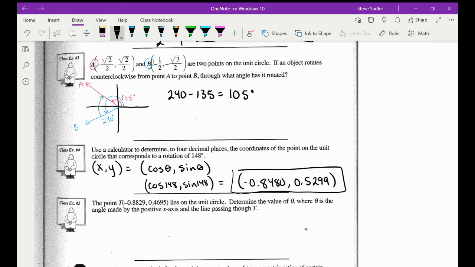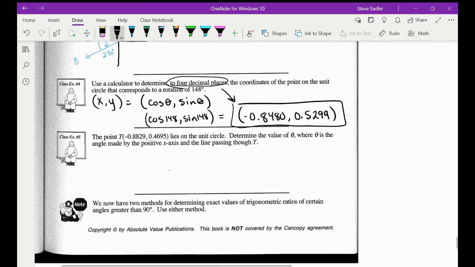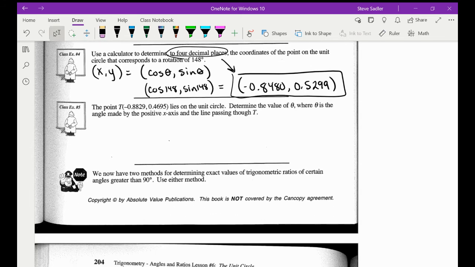So use a calculator to determine to 4 decimal places the coordinates. Sometimes it's hard to figure out what they're asking, but if you're looking to 4 decimal places, that's obviously going to be a decimal answer, and that's how we go about it. This time they're going to give us the opposite. They're going to give us the coordinates, and we want to find the angle.